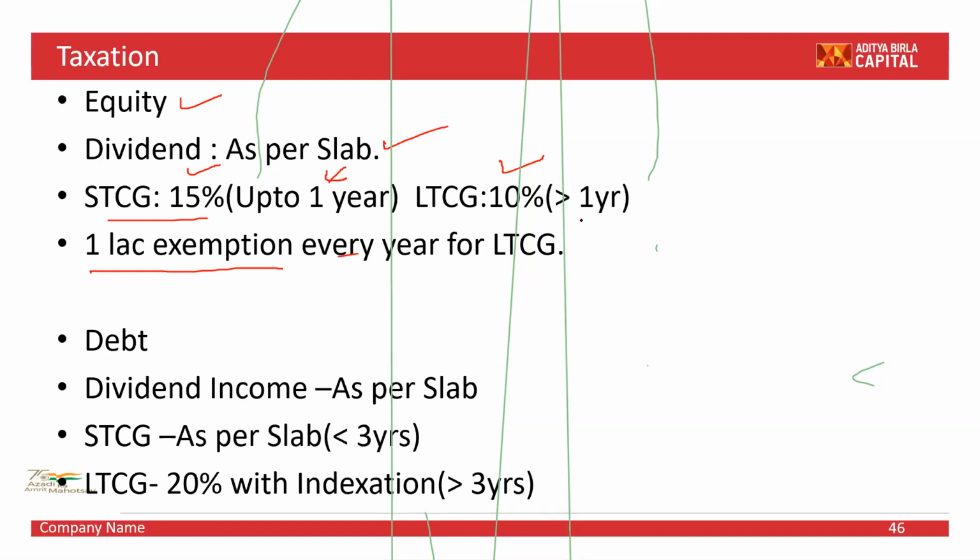Government wants that people invest in equity and stay invested for a longer period. That's why this 1 lakh exemption is also available and even lower tax is available.